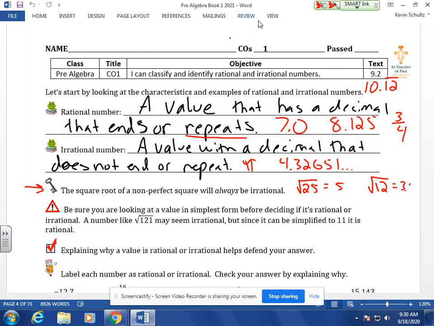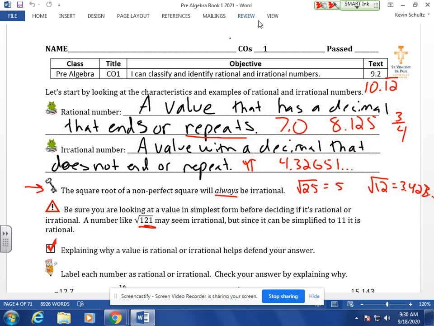Like I said, it's like 3.4, I'm just making this up, 4, 2, 3, something, dot, dot, dot. Okay? So if you ever have the root of a non-perfect square, it is always going to be irrational because the roots of non-perfect squares, those decimals go on forever. Okay? So when you're looking at these values in your homework, be very careful.